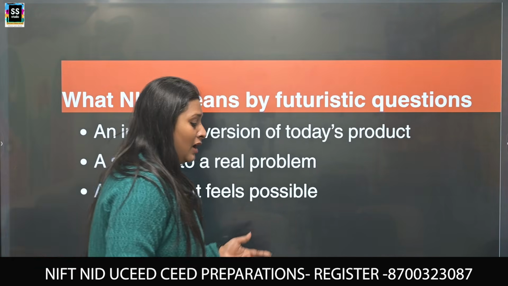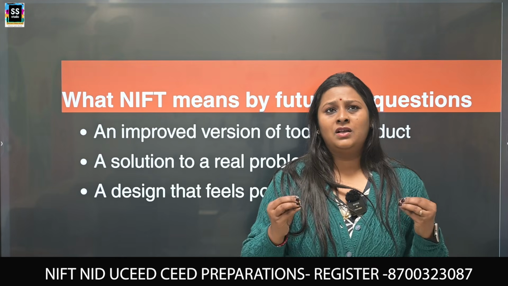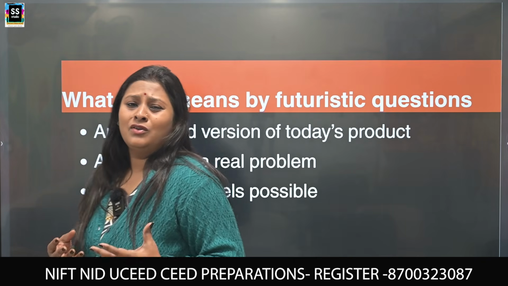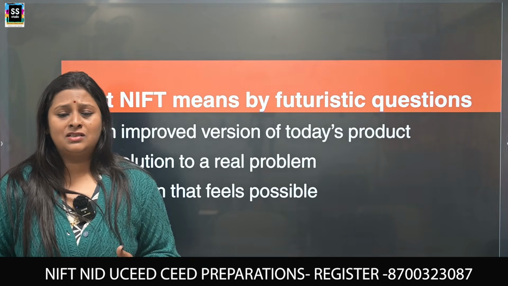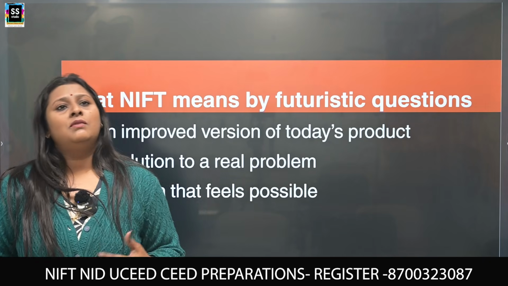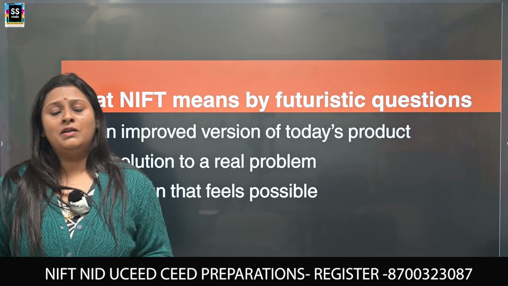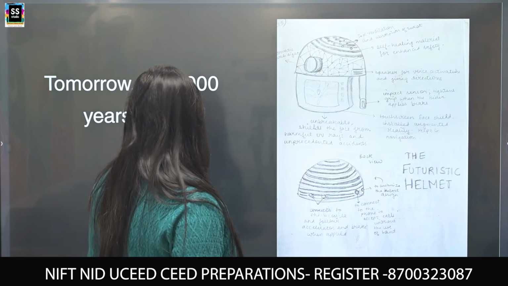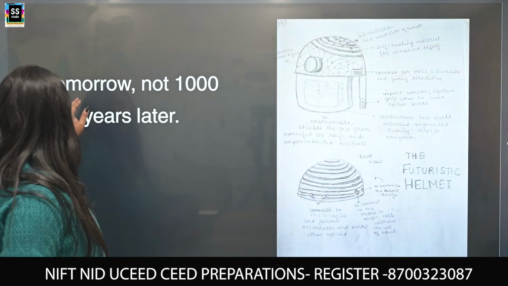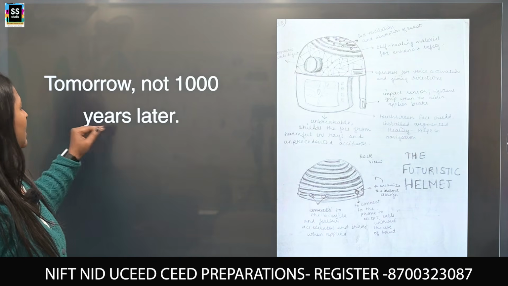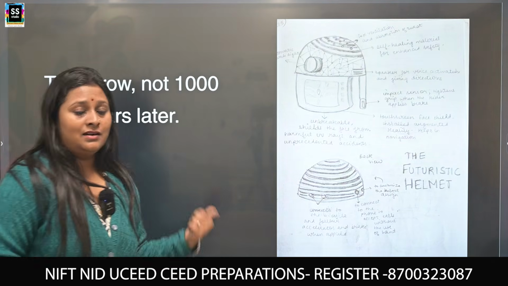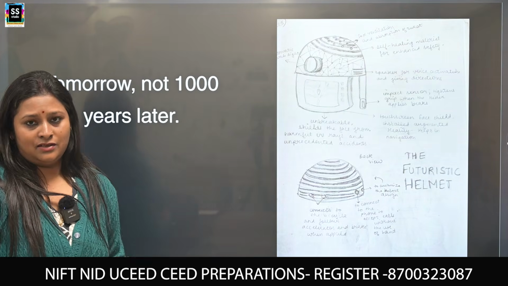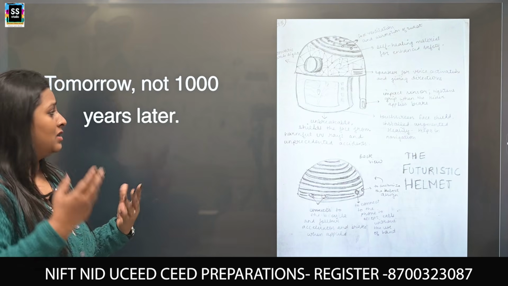If any real problem exists surrounding that product, you need to talk about the solution, and a design that feels possible. Don't express ideas that might not get implemented in the next 10 to 15 years or 50 years, but maybe thousands of years later. These types of answers are not logical. Think about tomorrow, not 100 years later. As I said earlier, talk about 10 years later, 50 years later, with a logical solution, not 1,000 years later.